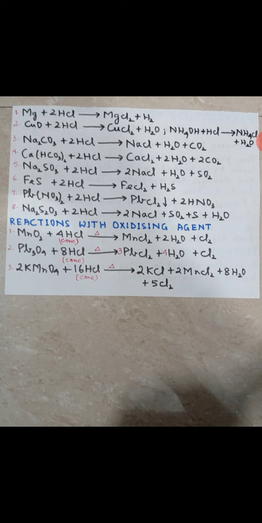H2S2O3. What is that? H2S2O3 is an acid. What acid? It is nothing but thiosulfuric acid. Now that will decompose. That is not stable. That will decompose to give you what? That is nothing but H2O and SO2.